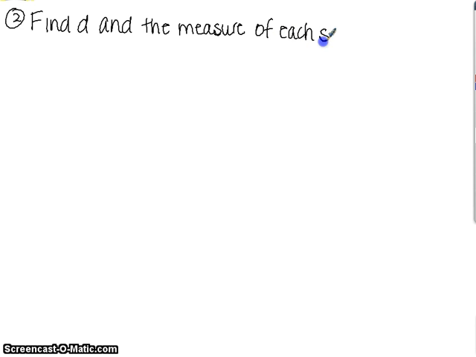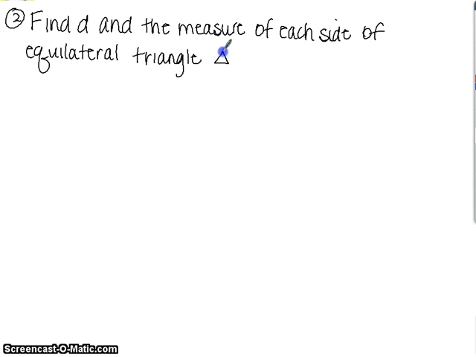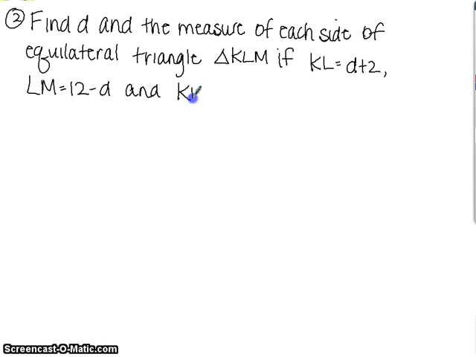In this one, we want to find D and the measure of each side of equilateral triangle KLM if KL equals D plus 2, LM equals 12 minus D, and KM equals 4D minus 13.